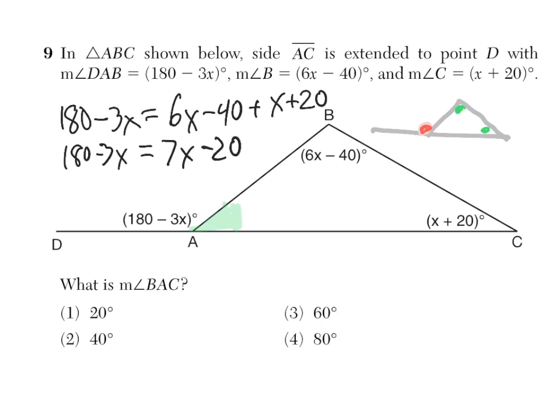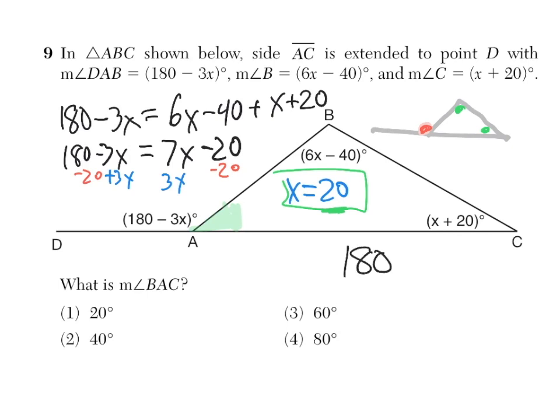Great. And so when we subtract 20 from both sides, and when we add, actually, sorry, 3x to both sides, we now have x equals 20. All right, so I'll write that right here. X equals 20. That makes sense, right? But that's not what we're looking for. If we plug 20 in for x, let's do that right now when we're looking at that exterior angle, 180 minus 3, and we'll plug in 20.